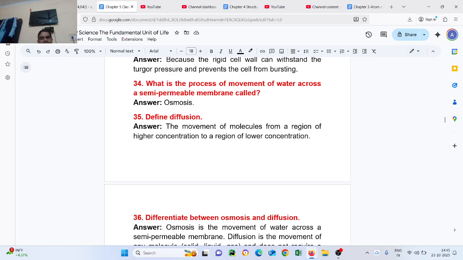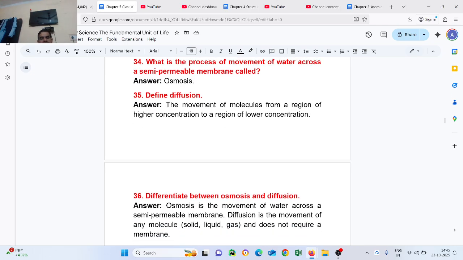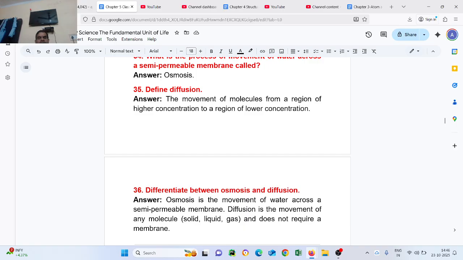Question number 36. Differentiate between osmosis and diffusion. Osmosis is the movement of water across a semi-permeable membrane. Diffusion is the movement of any molecule, solid, liquid, or gas, and does not require a membrane.